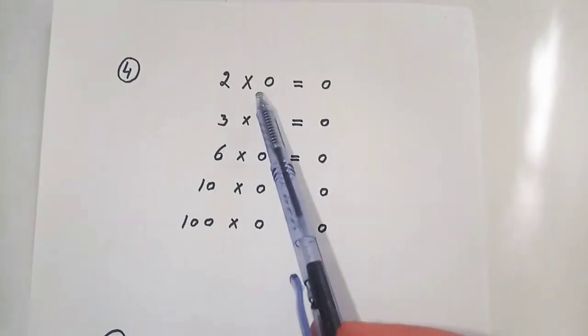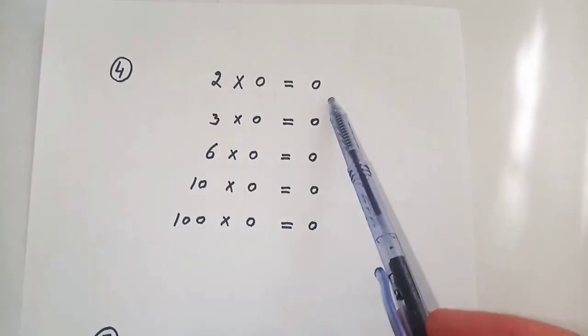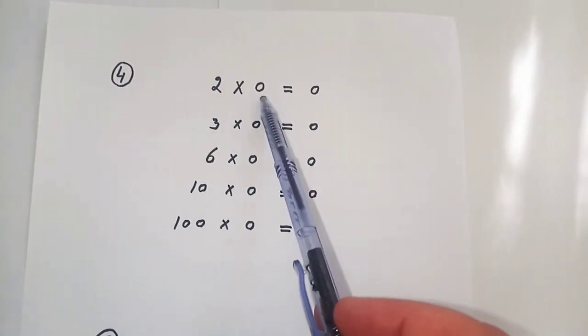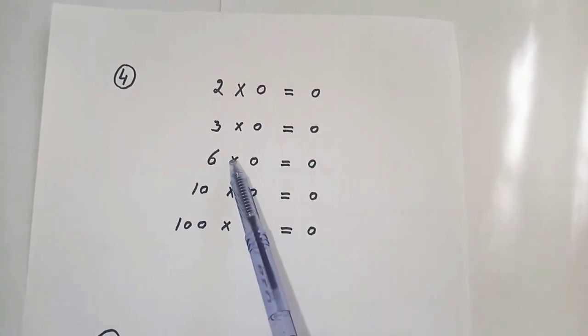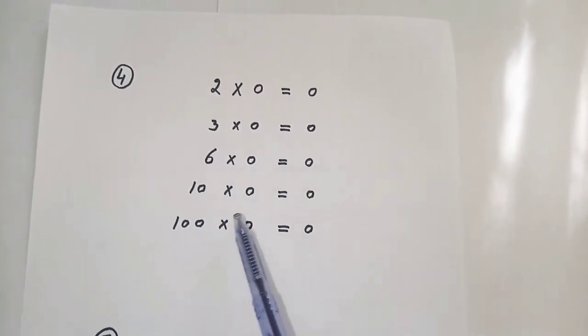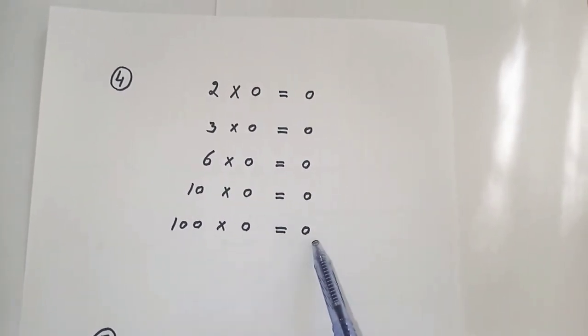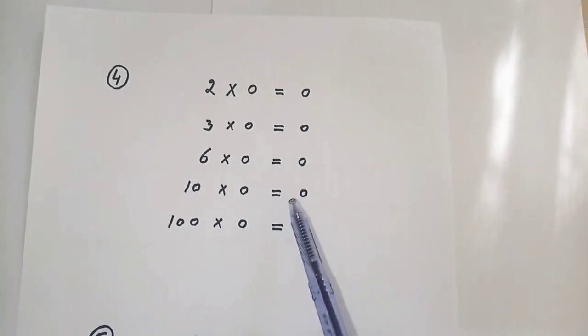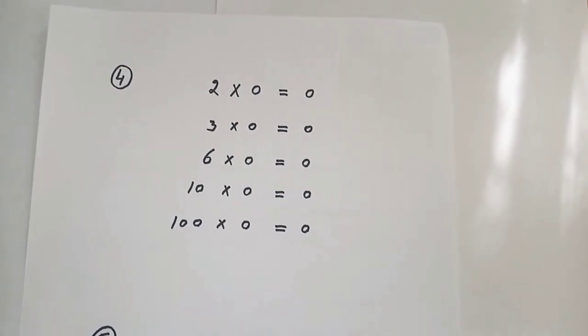Next point, any number multiplying with 0, the answer is 0. For example, 2 multiplying with 0, the answer is 0. 6 multiplying with 0, the answer is 0. 100 multiplying with 0, the answer is 0. This is another point. You note it.